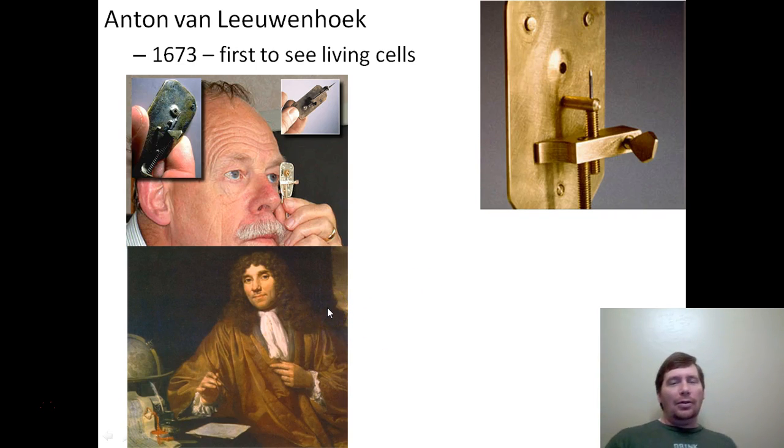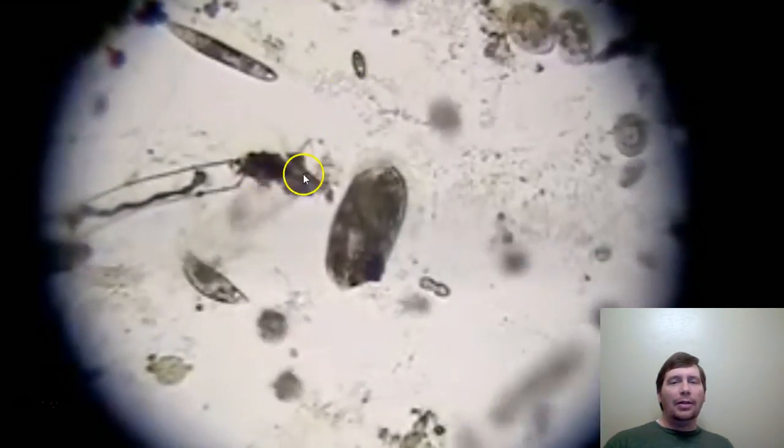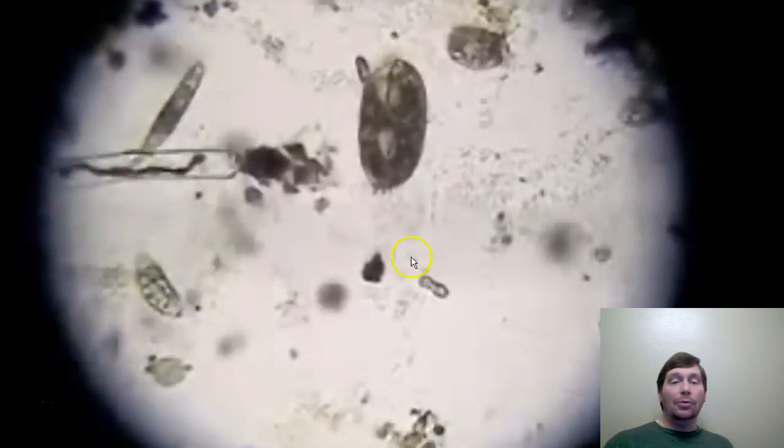Now, one of the things that Leeuwenhoek did is he took water from a river or a pond and he looked at it with his microscope. And when he looked at this river water using his microscope, this is what he saw. Give it a second. Boom. If you go and take a sample of water from a river or a pond and you look at it under a microscope, this is what you're going to see.